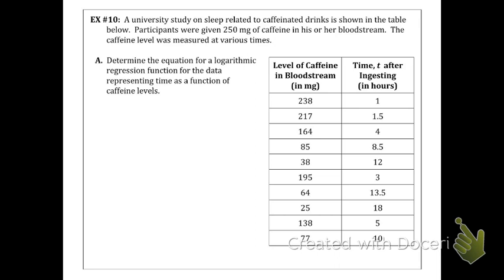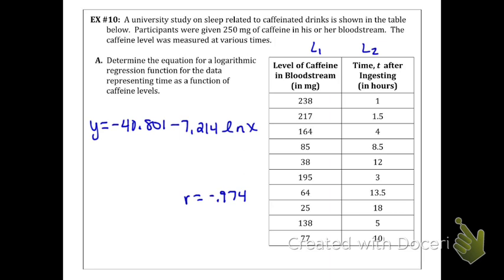All right, so time is a function of caffeine level. So that means that my caffeine level is my L1 and my time is my L2. So go ahead and type those in your calculator. Run your logarithmic regression. And so we should get that y is equal to negative 40.801 minus 7.214 natural log of x. And then I'm going to go ahead and write down that r value just in case I need it for anything, so I don't forget it.